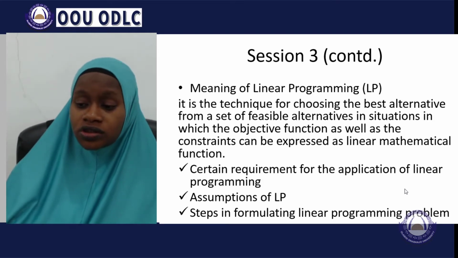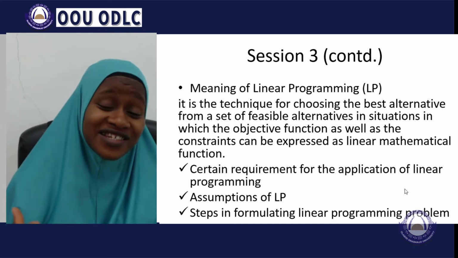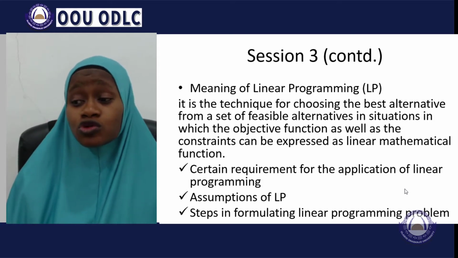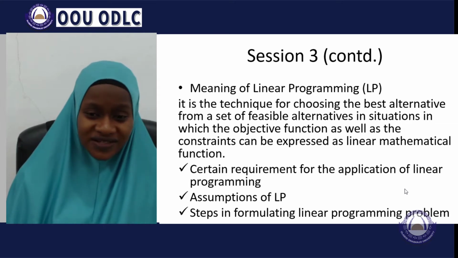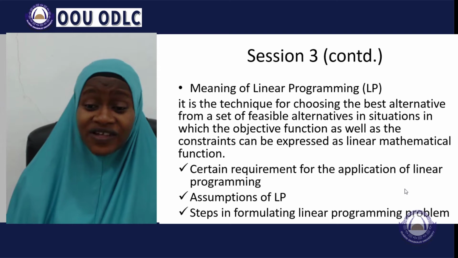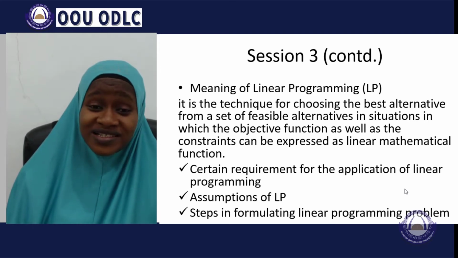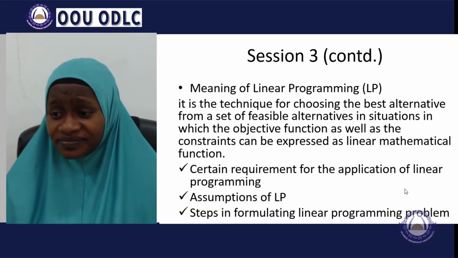Then the third one is that the resources of the system that you want to use in achieving or realizing the identified objective must also be identifiable and measurable quantitatively. These are the resources of the system, the available resources at hand. In most cases, these resources are referred to as constraints.